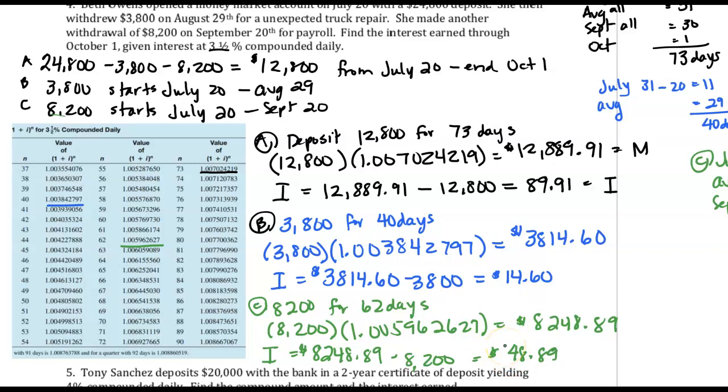Now to finish, it's asking us the total interest. Okay. We can take all three of our interest amounts and add them together.